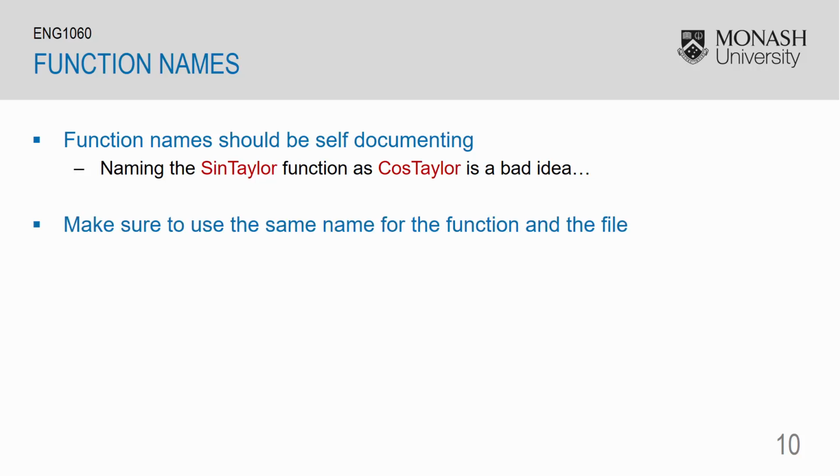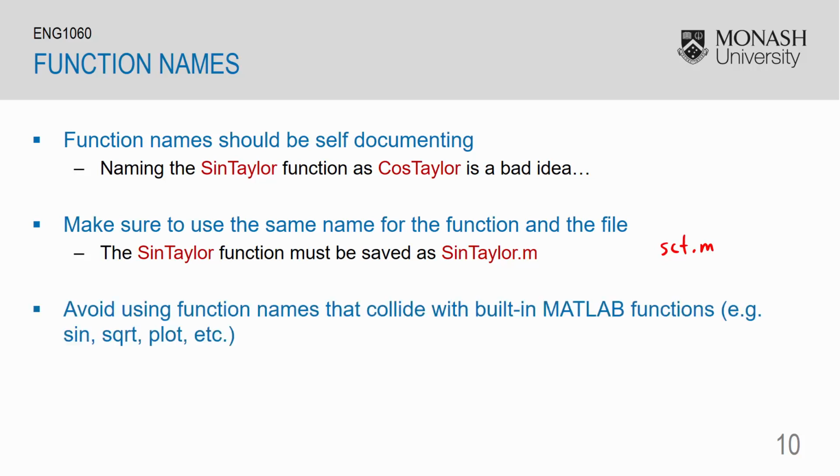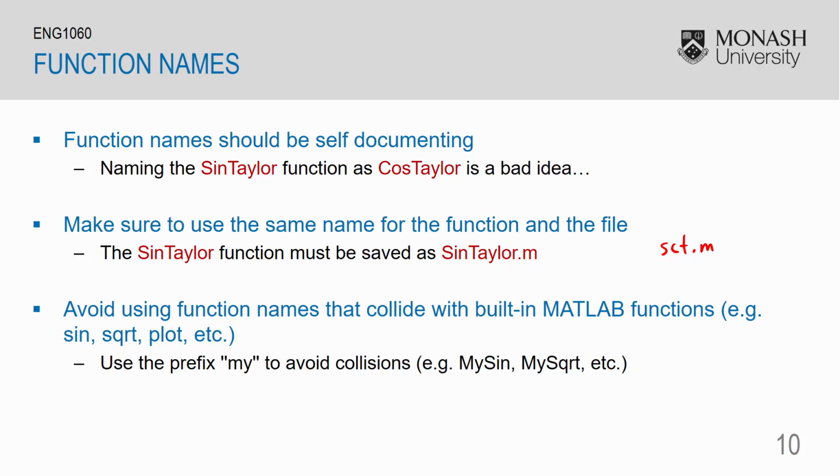Make sure to use the same name for your function as your M file when you're saving. So the sine Taylor function must be saved as sine Taylor.m. Or in our previous example, our sct function would be saved as sct.m. Avoid using function names that collide with built-in MATLAB functions. So for example, MATLAB already has its inbuilt functions for sine, square root, plot, tan, etc. So use a prefix of my to avoid collisions. So my sine, my square root, etc.